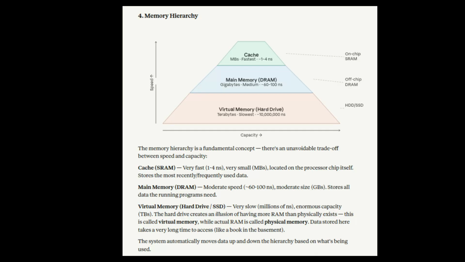The fastest is the cache: you get data in 1 to 4 clock cycles. DRAM takes 60 to 100 nanoseconds, but the virtual memory takes a lot of time to fetch the data.